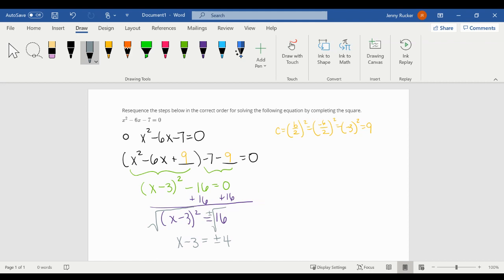And now we would need to add the 3 to both sides, which will give us 3 plus or minus 4. 3 plus 4 is 7. 3 minus 4 is negative 1. So that should help you be able to resequence your steps.